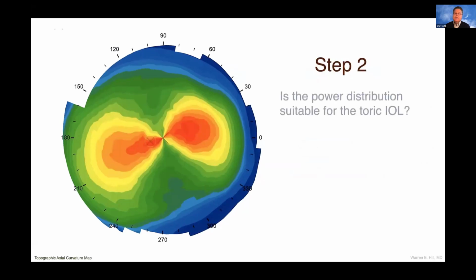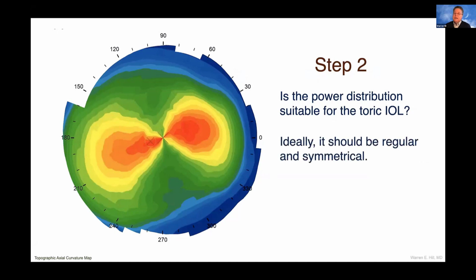Second step is we're going to look and see if the power distribution is suitable for the toric IOL. And if you have astigmatic lobes that are canted, that aren't aligned with the same meridian, or are wildly asymmetric, as in keratoconus, that may not be a good candidate.